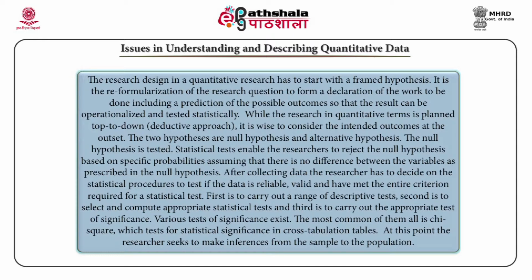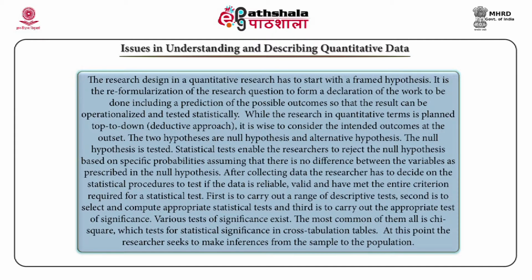It is the reformulation of the research question and a declaration of the work to be done, including a prediction of the possible outcome so that the result can be operationalized and tested statistically. While the research in quantitative terms is planned top to down, it is wise to consider the intended outcomes at the outset. The two hypotheses are the null hypothesis and the alternative hypothesis. The null hypothesis is tested. Statistical tests enable the researchers to reject the null hypothesis based on specific probabilities, assuming that there is no difference between the variables as prescribed in the null hypothesis.